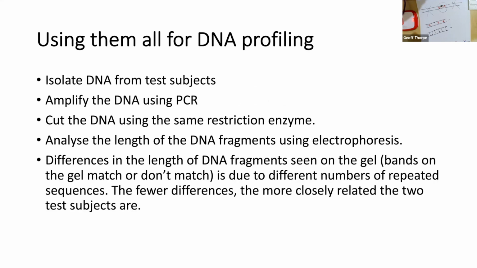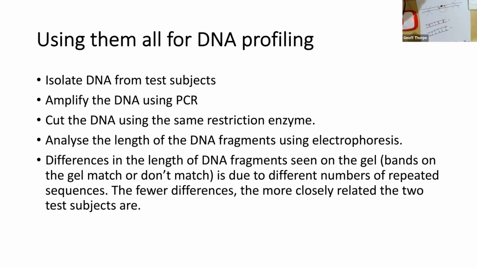So what's an example of putting all of this together? If we were looking at DNA profiling, for example, we would isolate our DNA from our test subjects. We would amplify the DNA using PCR just so we have more to work with. Next we might cut the DNA using the same restriction enzyme. It's important we use the same one because we're comparing different people, so we'll use one restriction enzyme on everyone. We'll then analyze the length of the DNA fragments using gel electrophoresis.